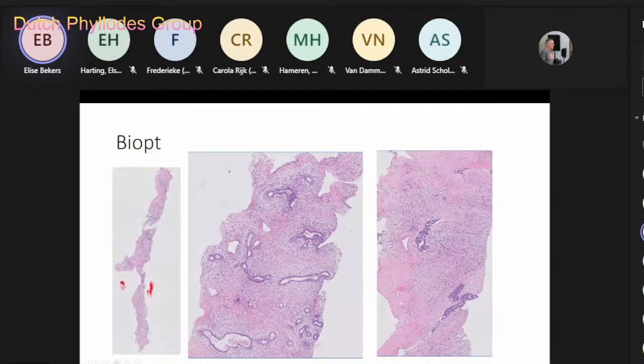because there's quite a lot of stroma and also different amounts of stroma. So here it's quite pink, and here it's quite purple. So it varies in the biopsy, which is a clue for a Phyllodes tumor, because in a fibroadenoma it would be more the same.